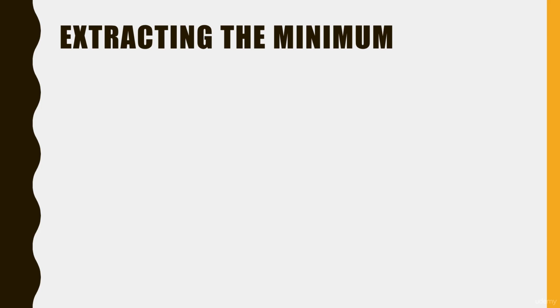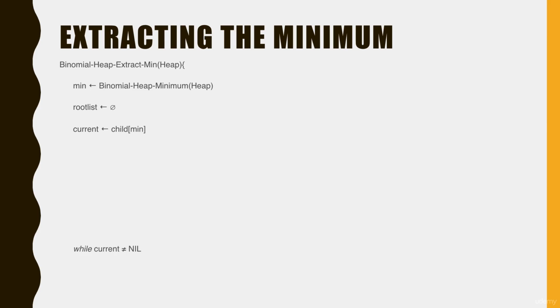Finally, we'll be looking at extracting the minimum. Extracting the smallest element from a binomial heap is fairly simple due to the recursive manner in which binomial trees are constructed. The only subtlety in this pseudocode is on line 6, where the next element is added to the front of the list.